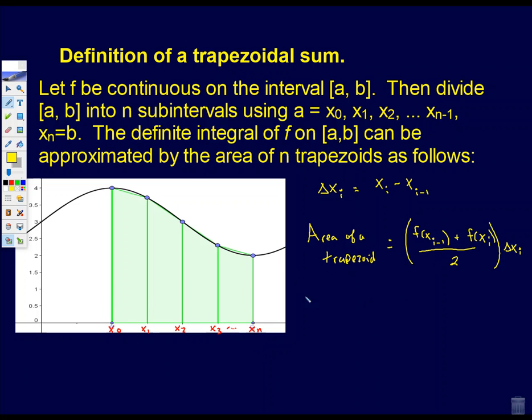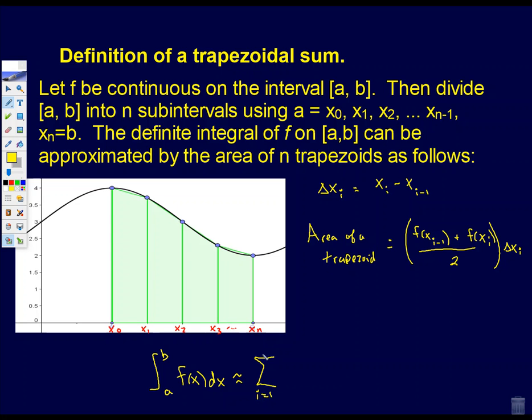And so now I'm just going to generalize this process and work my way through. And so to estimate the total area under the curve, which would be considered the definite integral from a to b, we're simply going to sum together.